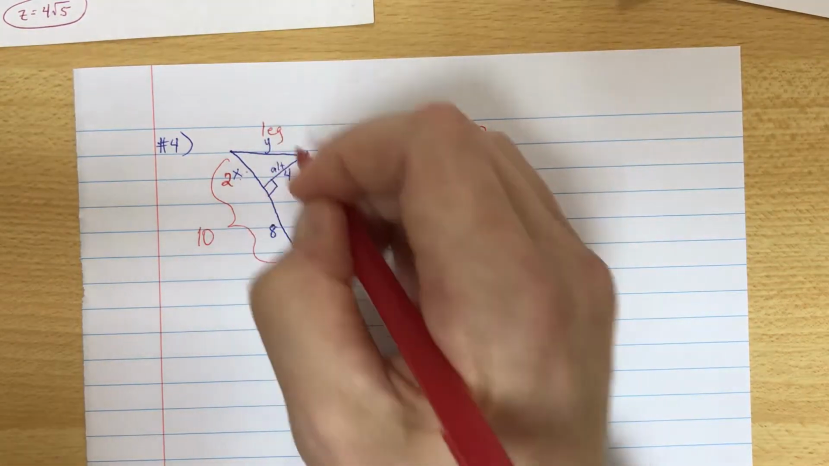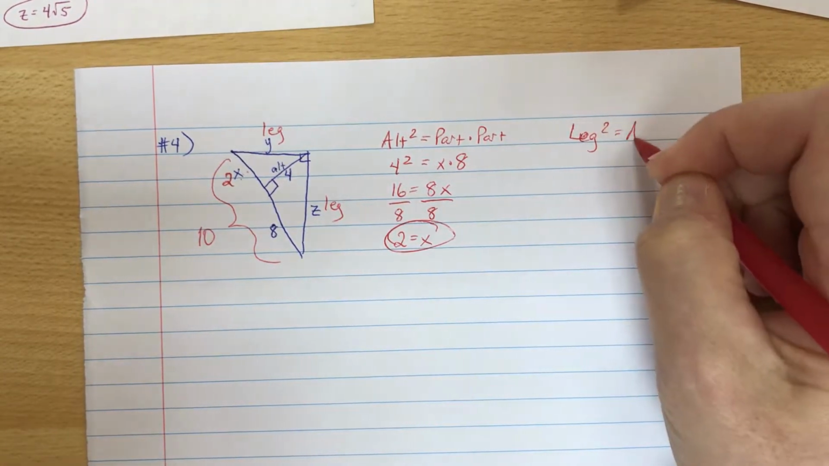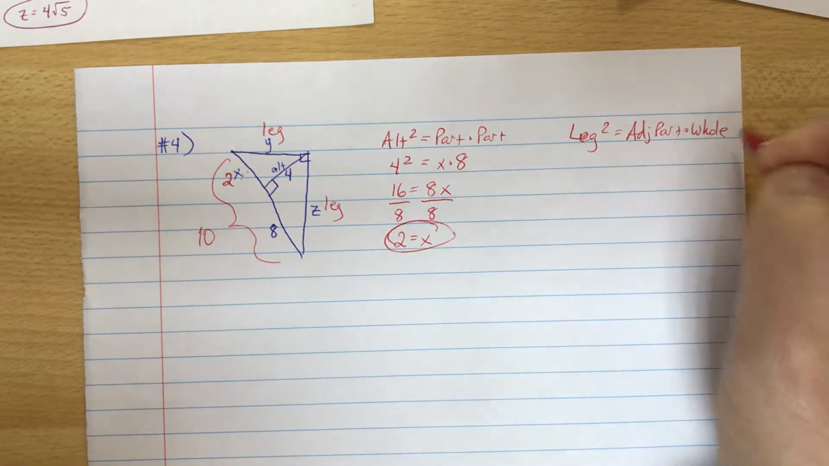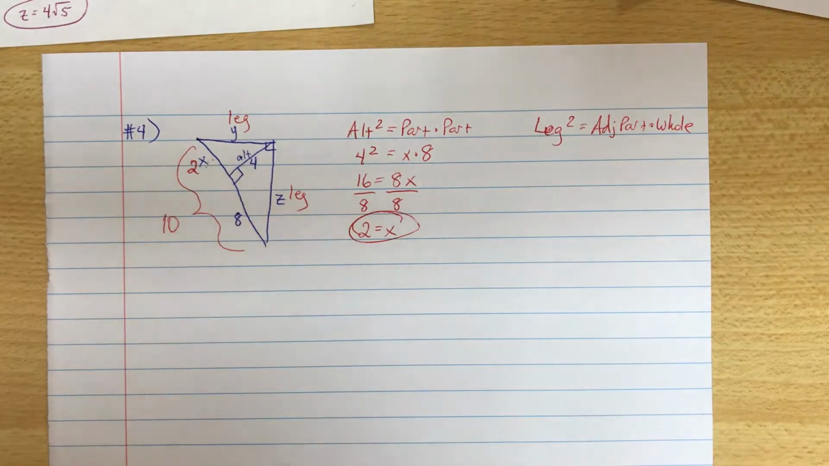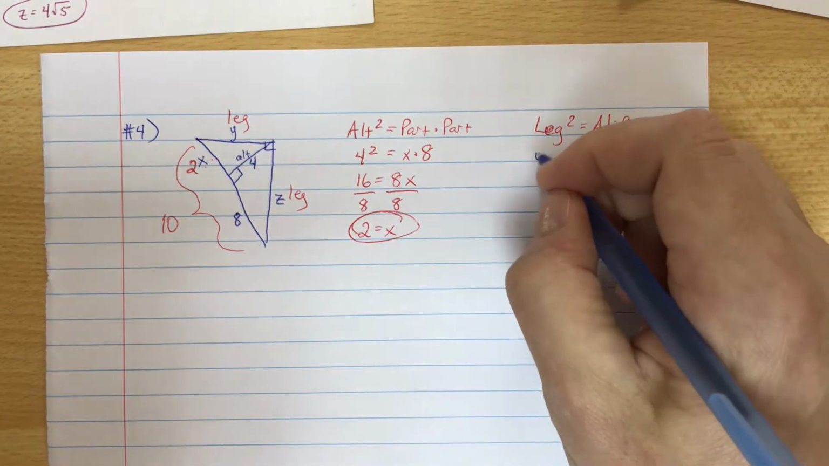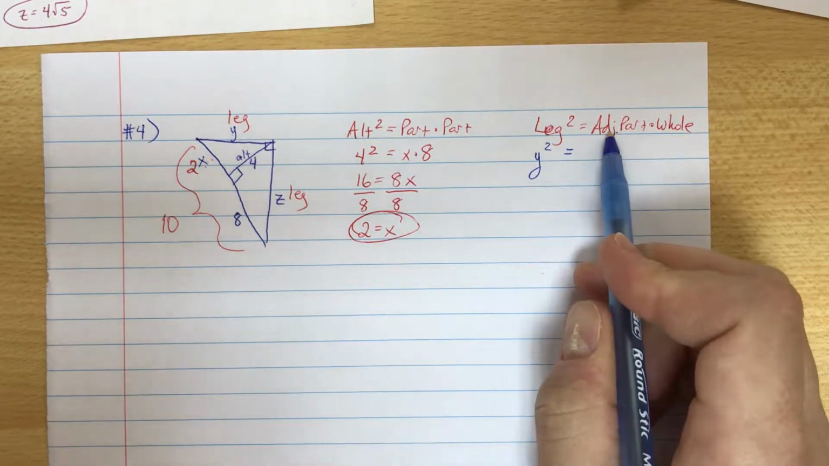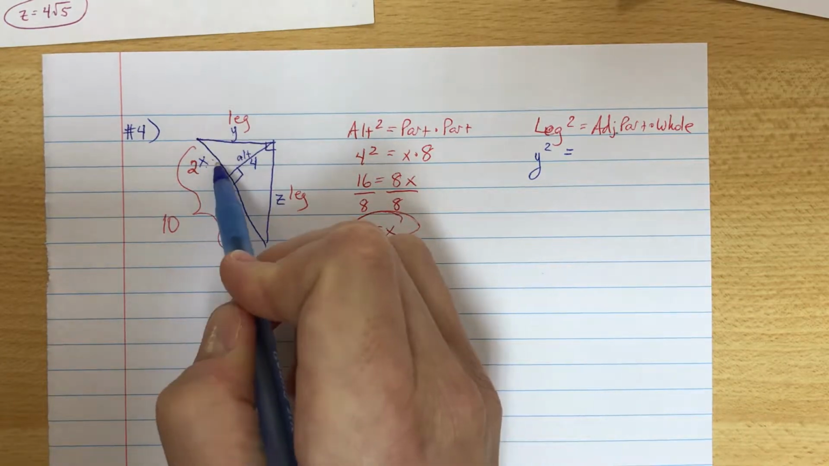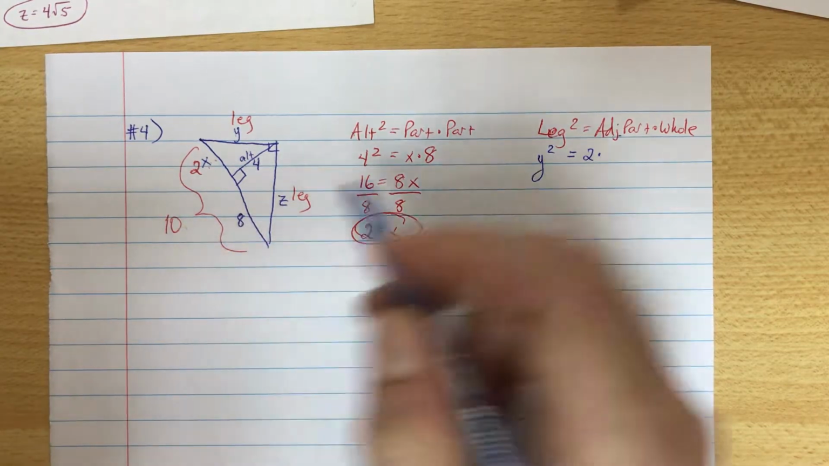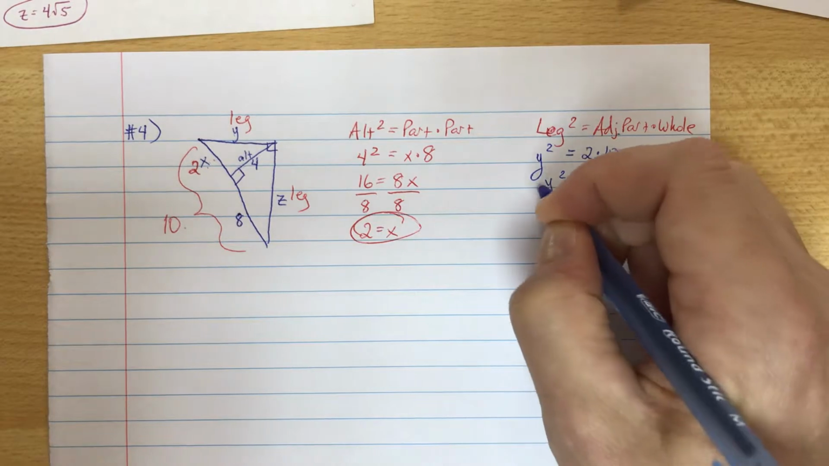Y and Z are legs. So let's do leg squared equals adjacent part times the whole. The way that I remember these formulas is by writing them down. That's how I memorize. If we want the Y, so Y is the leg, Y squared equals the part that is adjacent to Y, that's the 2, times the whole hypotenuse, that was 10. And we get Y squared equals 20.